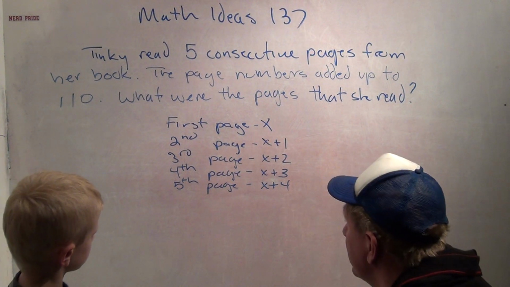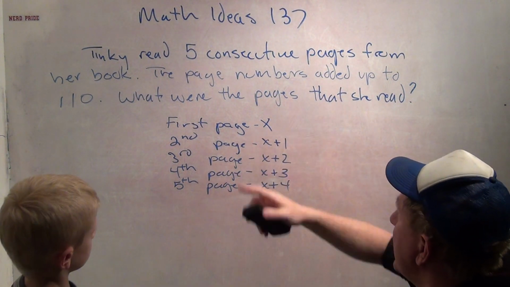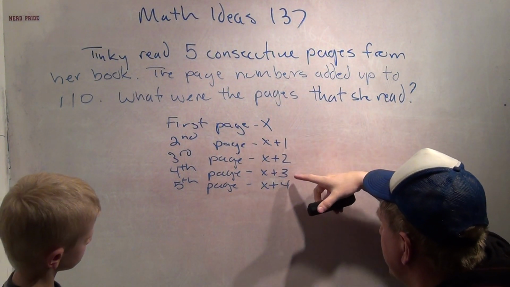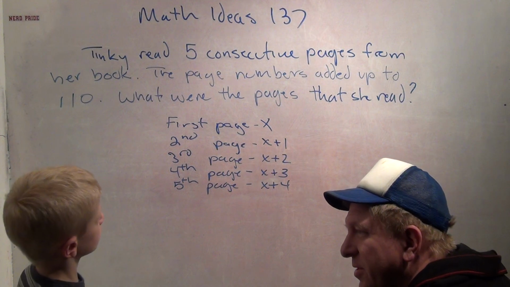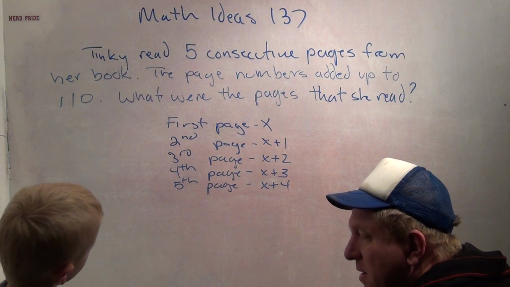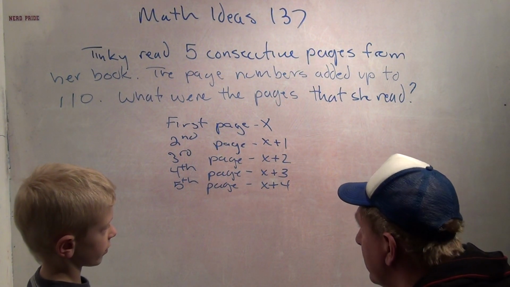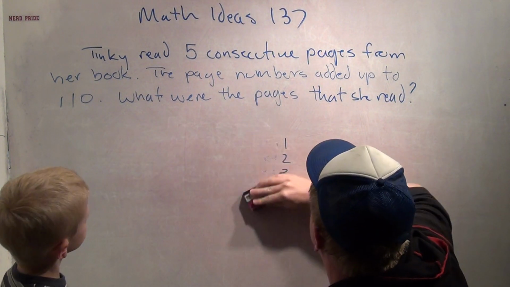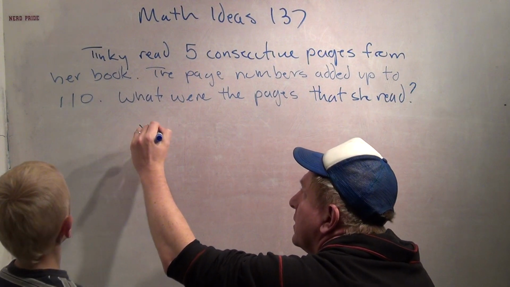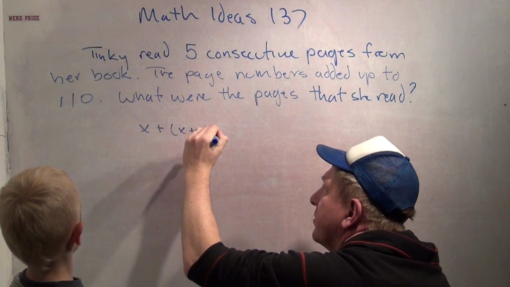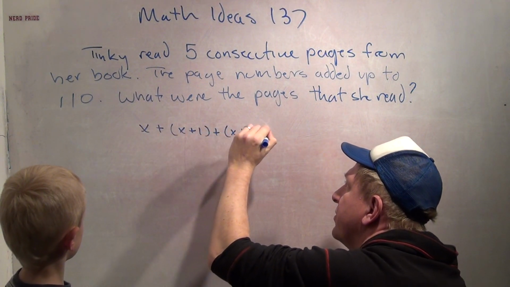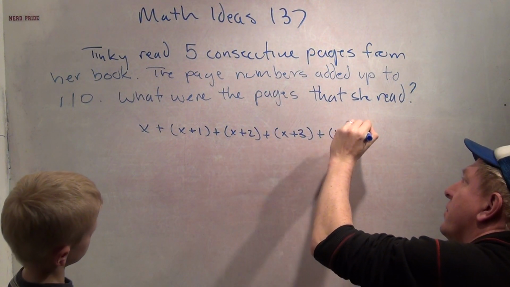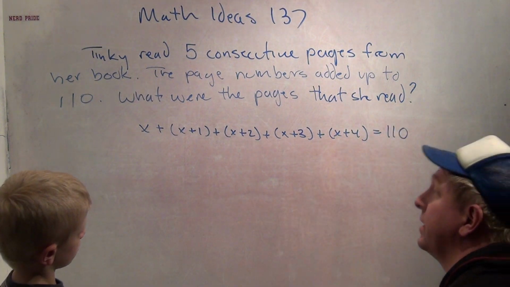Awesome. Now it says the page numbers added up to 110. Well, how do we add up these numbers? X plus 1 plus X plus 2 plus X plus 3 plus X plus 4. Do you know how to do that? We will have to figure out what X is. But what we do know is X plus X plus 1 plus X plus 2 plus X plus 3 plus X plus 4 equals 110.